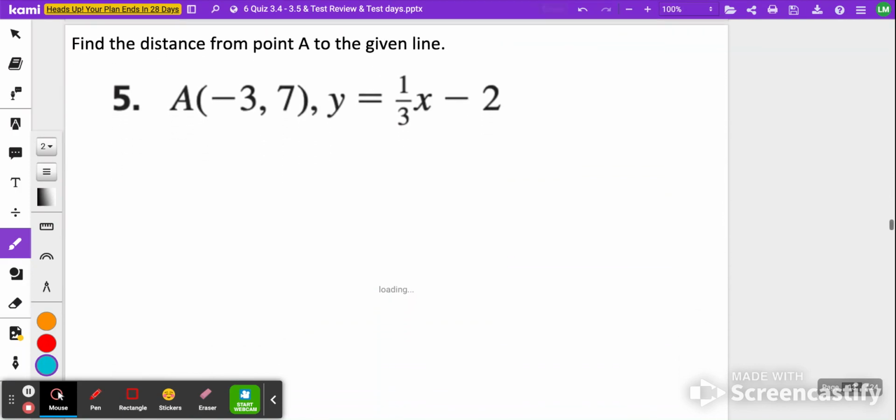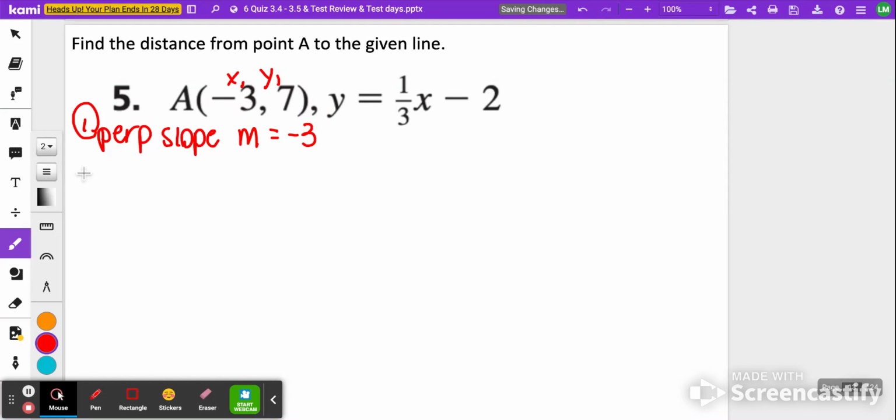We're going to try the same thing here. So step 1 is to always find that perpendicular slope. So in this case, the perpendicular slope should be negative 3. Now that I know that, I'm going to do my x1, y1 and plug that into point slope form. So I'm going to have y minus 7 is equal to negative 3 parentheses x plus 3. The reason why it's x plus 3 is because x minus negative 3 automatically changes to that positive.